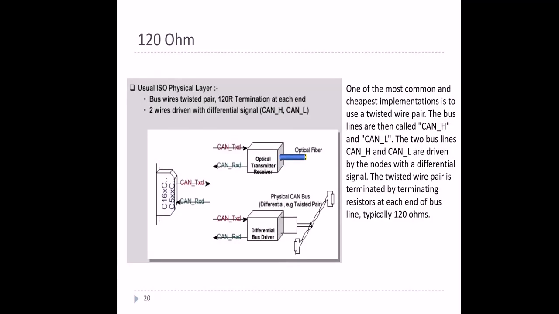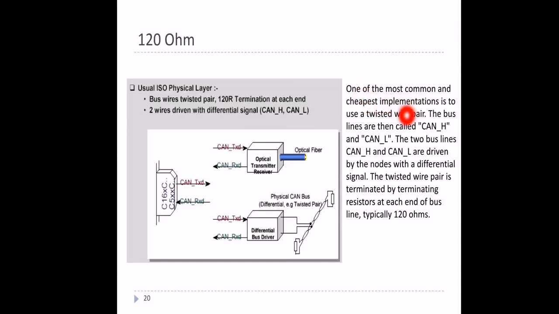CAN always has to be terminated with a 120 ohm resistance at each end. The two wires are driven with differential signals, CAN high and CAN low. So this has to always be terminated with the 120 ohm resistance, to minimize or completely avoid the signal reflection, so that there will not be any noise or harmonics in the CAN transmission as well as the reception.